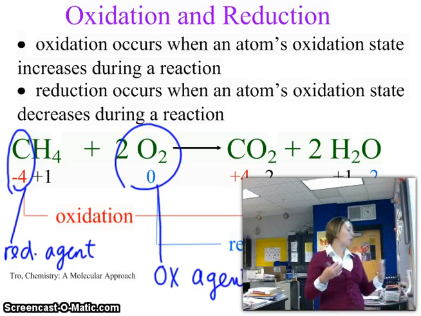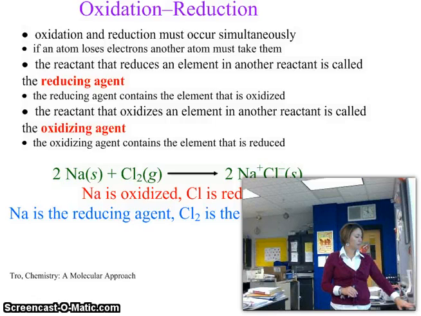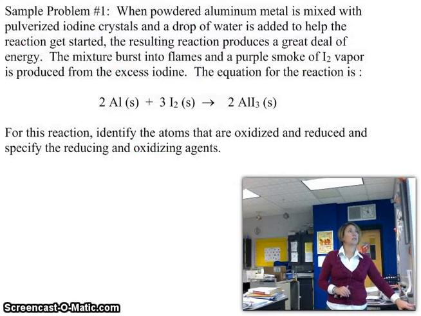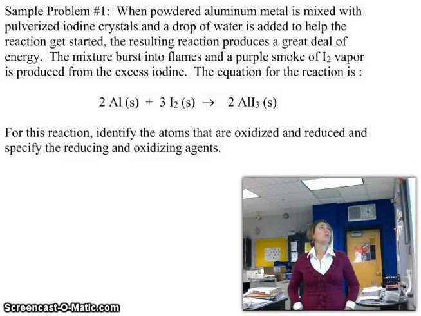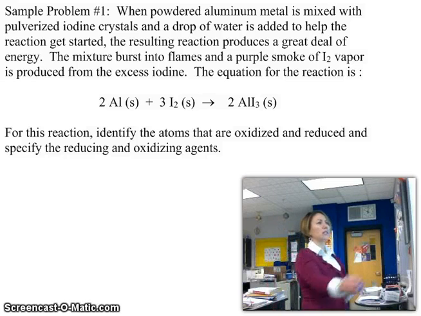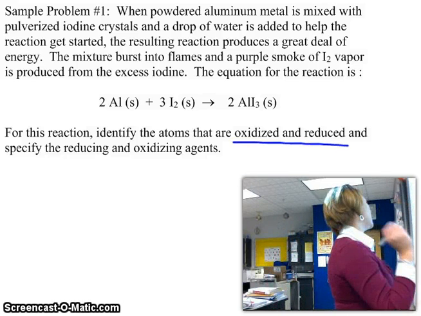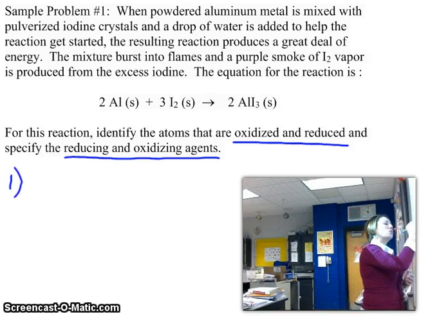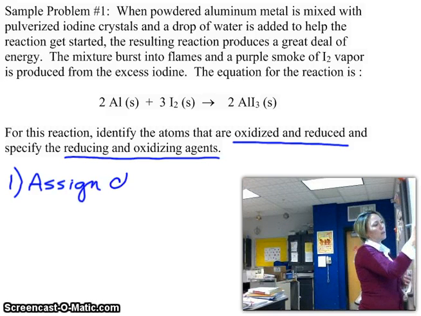They'll use the language both ways. So I think you have a couple in your notes here. And this is the first one you have in your notes. We have a reaction, and they want us to identify who's oxidized and reduced, and who's the reducing and oxidizing agents. So the first thing you need to do is assign the charges.